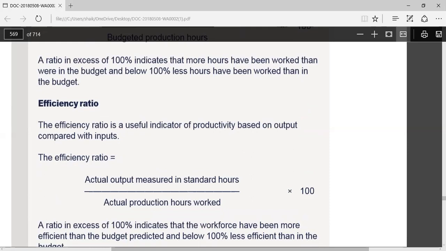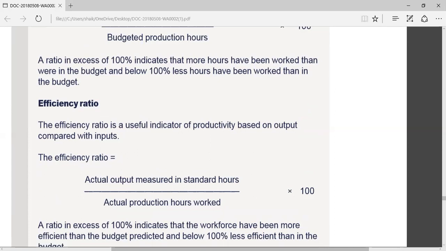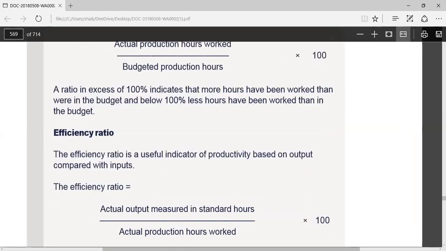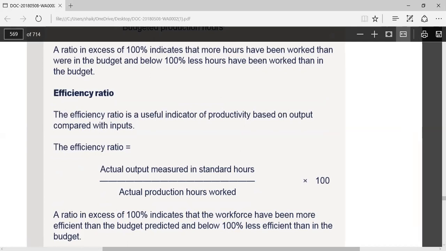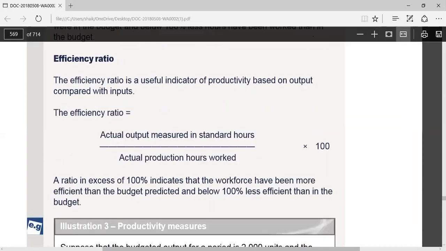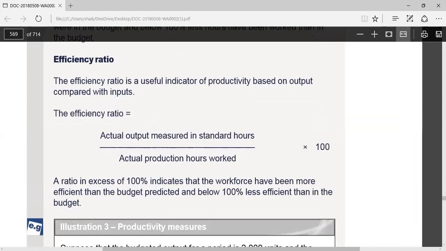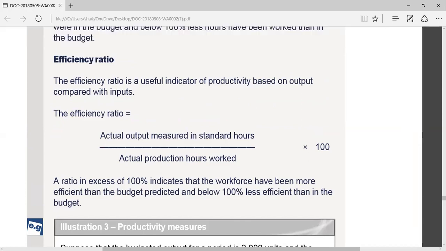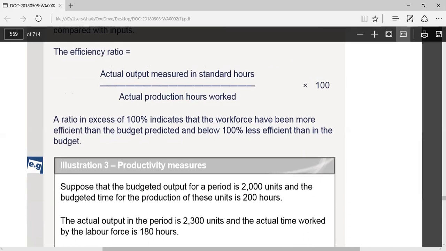Now let's come to an efficiency ratio as well. Now we will be dealing with three different ratios simultaneously. We'll be seeing all these three ratios in a particular question. The efficiency ratio is a useful indicator of productivity based on output compared with input. The efficiency ratio is actual output measured in standard hours divided by actual production hours worked. A ratio in excess of 100% indicates that the workforce has been more efficient than the budget predicted, and below 100% means less efficient than the budget predicted. Now, let us discuss a question.